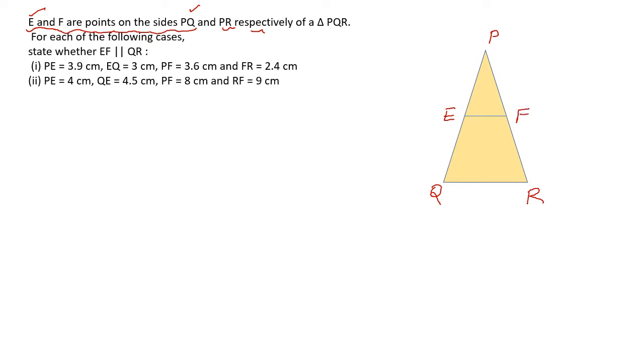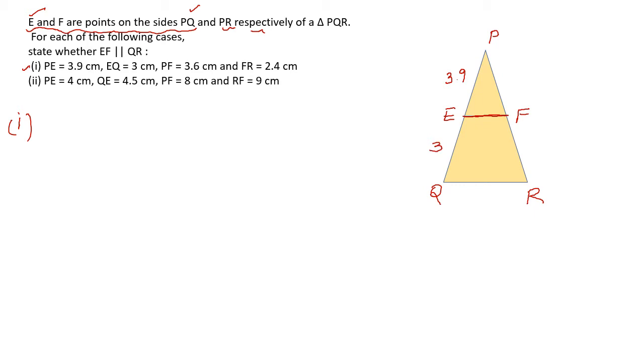For each of the following cases, state whether EF is parallel to QR. So you are getting this EF. These are 2 points and then we are joining these 2 points and then we are getting EF. Now we have to find whether EF is parallel to QR or not. In the first case it is given PE equal to 3.9. PE is 3.9 and EQ is 3.